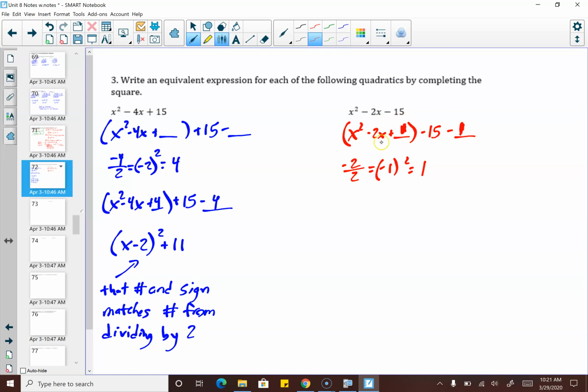So again, we're going to factor this here. But if you're using the trick that we just established, what was the number we got when we divided by 2? We got a negative 1. So our parentheses should read x minus 1. And we'll be careful here. Negative 15 minus 1 is a negative 16. So then our final answer by completing the square here is going to be x minus 1 squared minus 16. And again, we're going to learn how to do the solving with this soon. Right now, we're just establishing the process for completing the square.